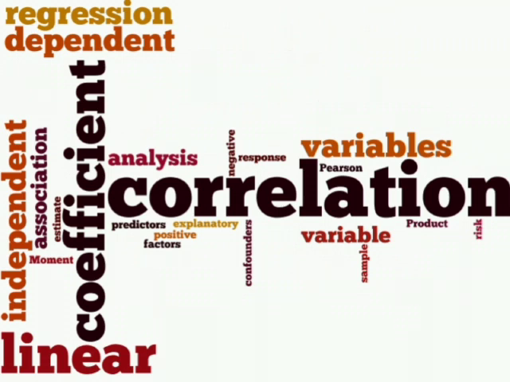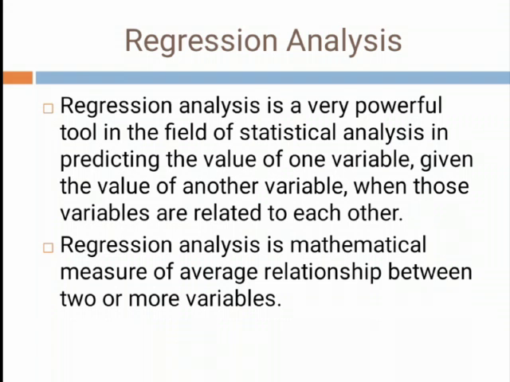Until now, we have studied correlation, and let's start the analysis of regression. Regression analysis is a very powerful tool in statistical analysis for predicting the value of one variable given the value of another variable when those variables are related to each other. Regression analysis is a mathematical measure of the average relationship between two or more variables. So here we are not just showing the relationship of two variables, but predicting the value of one variable from another when both are related to each other.